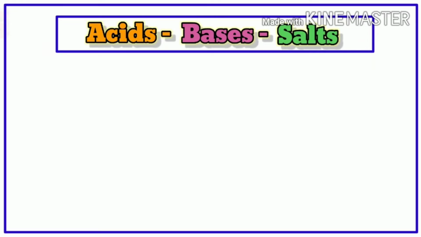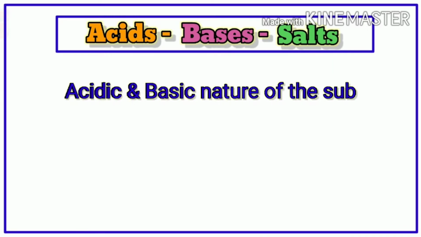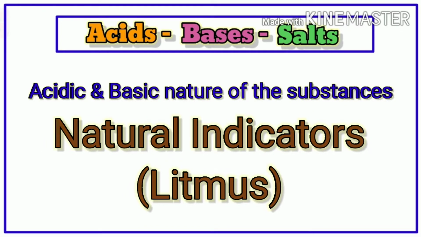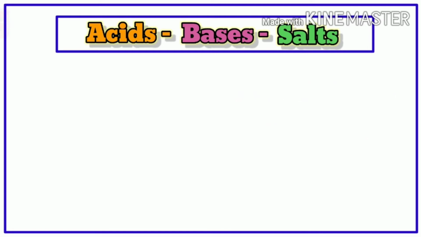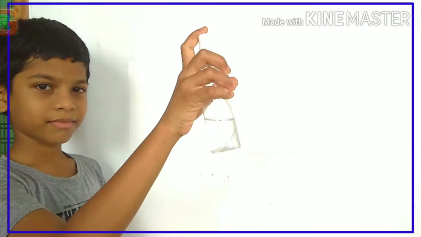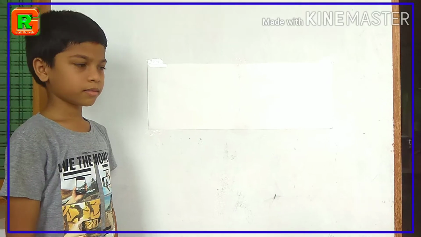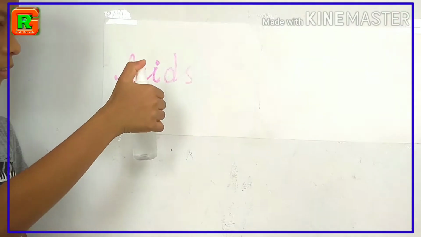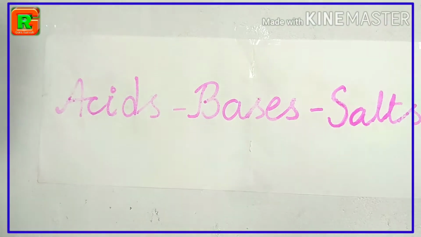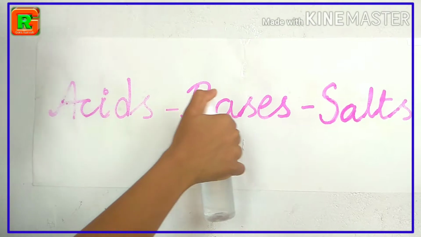In the previous video, we have seen how to find the acidic and basic nature of the substances based on the natural indicator litmus. Now, before going to the topic, let us observe these two activities. Here is a liquid material like water in the hand and there is a white chart on the board. Look at this. The letters are visible if the liquid is sprayed on the white chart. Think about what happened in this activity.